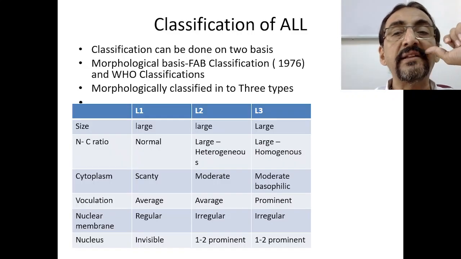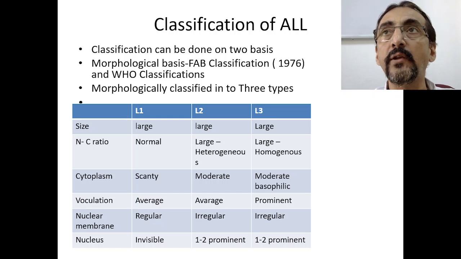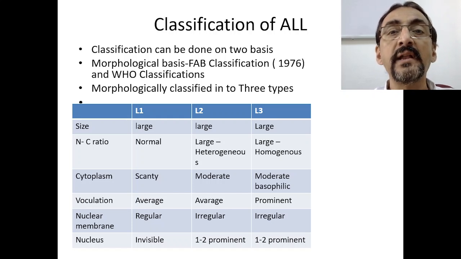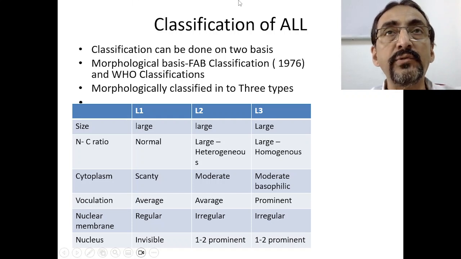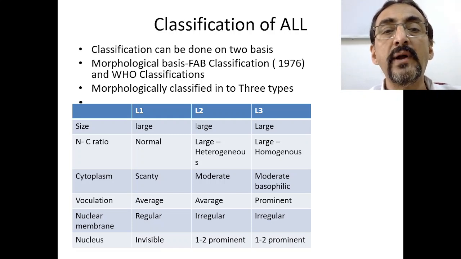Now this is the classification of acute lymphoblastic leukemia. Classification can be done on two bases. Morphological basis, that is called the FAB classification, done in 1976, and another one is the WHO classification. Morphologically, ALL is classified into three types: L1, L2 and L3.